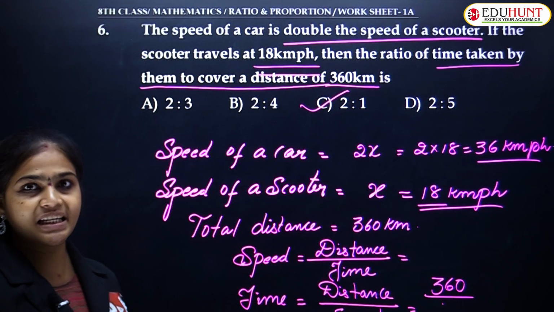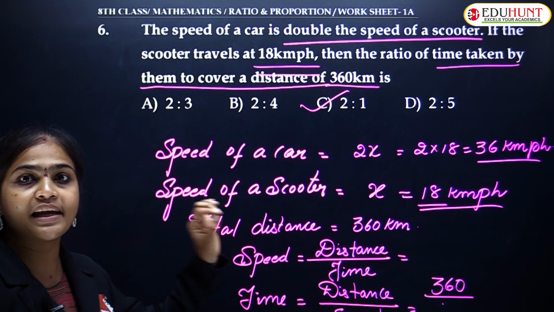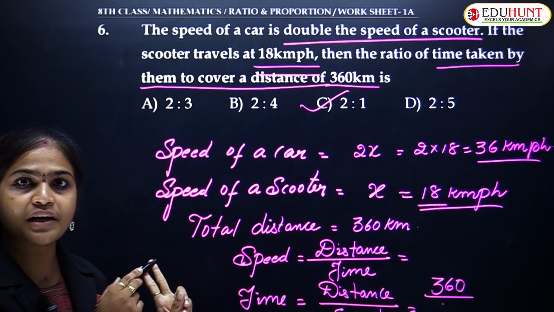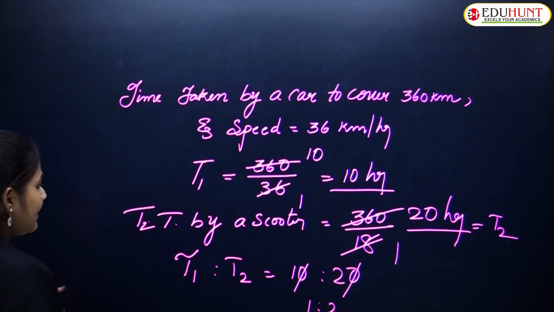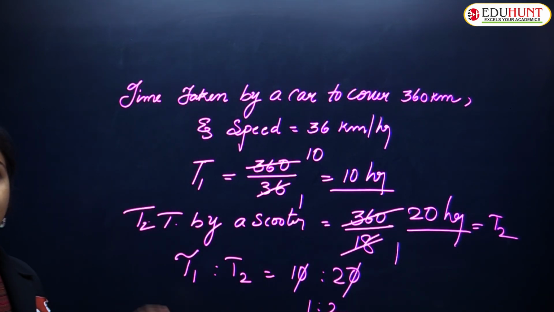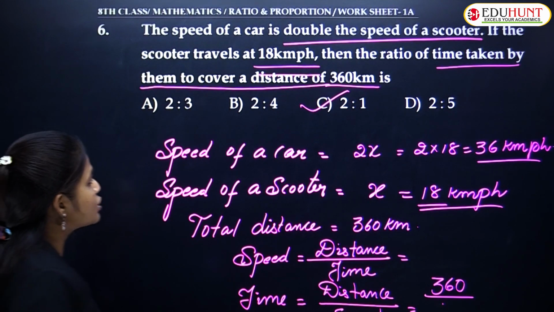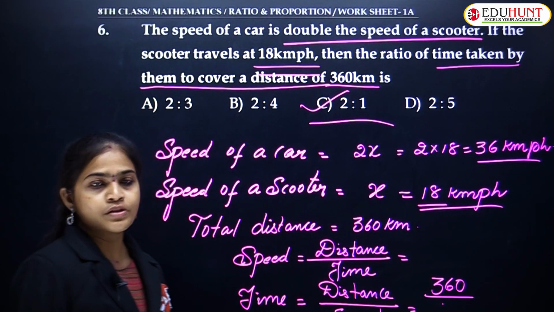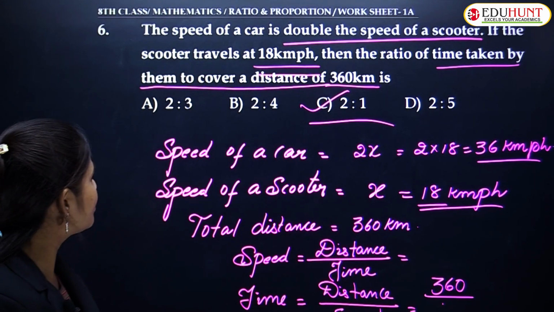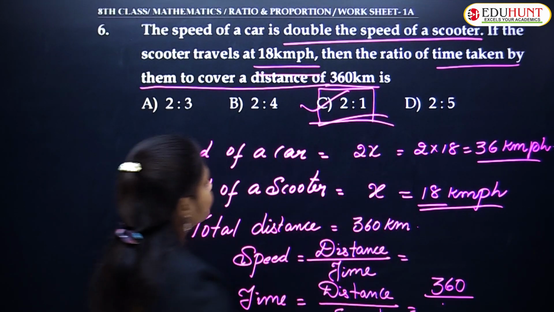Why? Because if they particularly mention to find the ratio of time taken by car to time taken by scooter, in that case you will get 1:2. But here they didn't mention that exactly, so that's why the option they gave is 2:1. Okay, understand? 1:2 is also not there in the options. 2:4 is there, which you can simplify, but here the answer is 2:1.